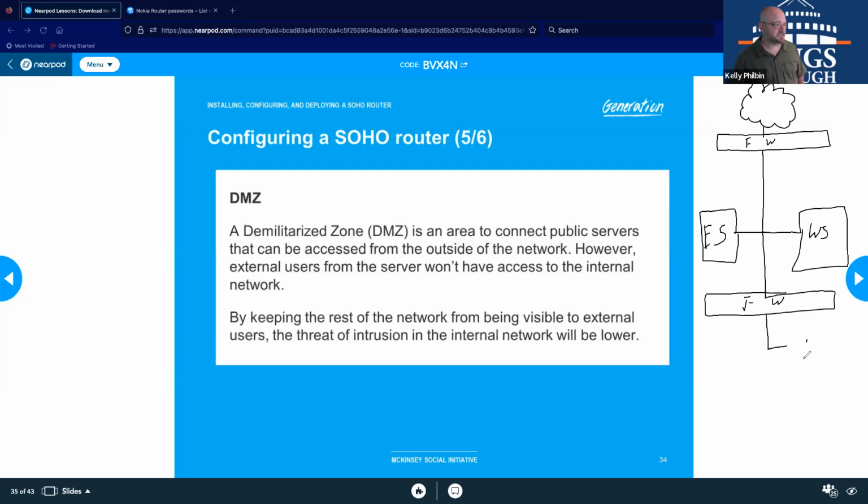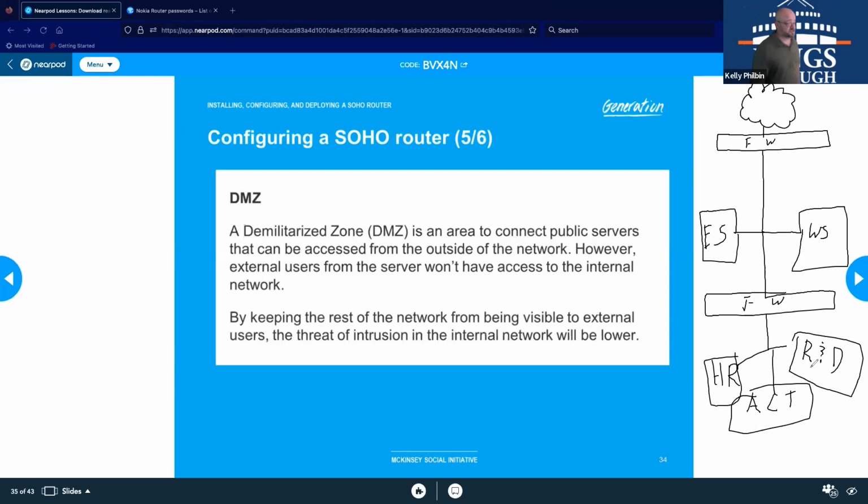So this would be research and development, accounting, HR, what have you. So you're setting up essentially a dual layer system where you have public facing things that outside entities can access. Then you have internal things which cannot be accessed from the outside. This area in the middle is called the DMZ or screened subnet.